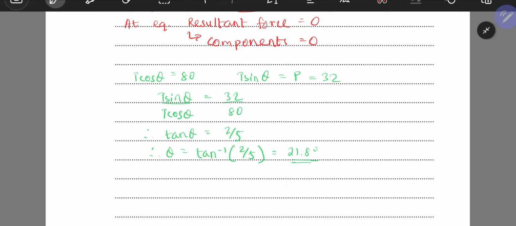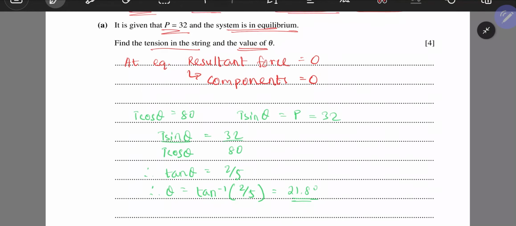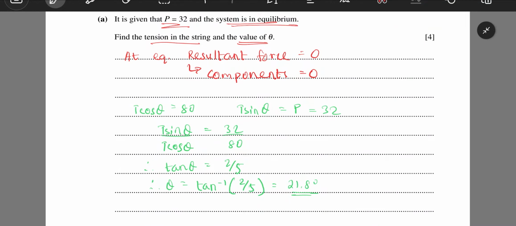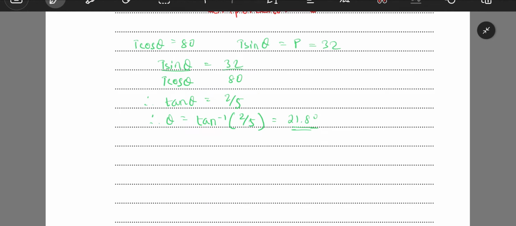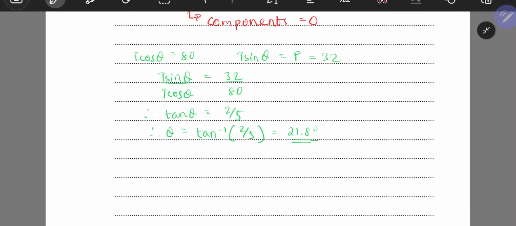Note that all answers in degrees must be to one decimal place, not more. So theta is 21.8. Find the tension in the string and the value of theta. So the tension is just the resultant of the vertical and horizontal components, or we can consider it as the hypotenuse of the right angle triangle.